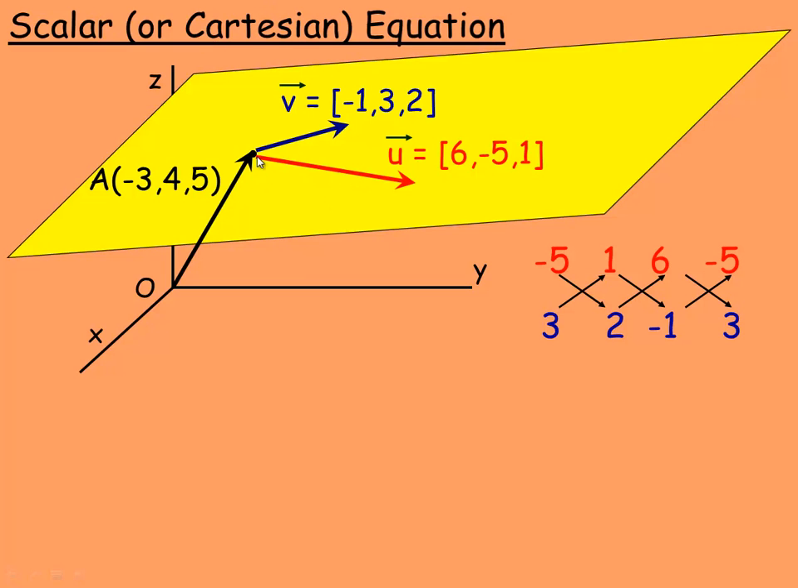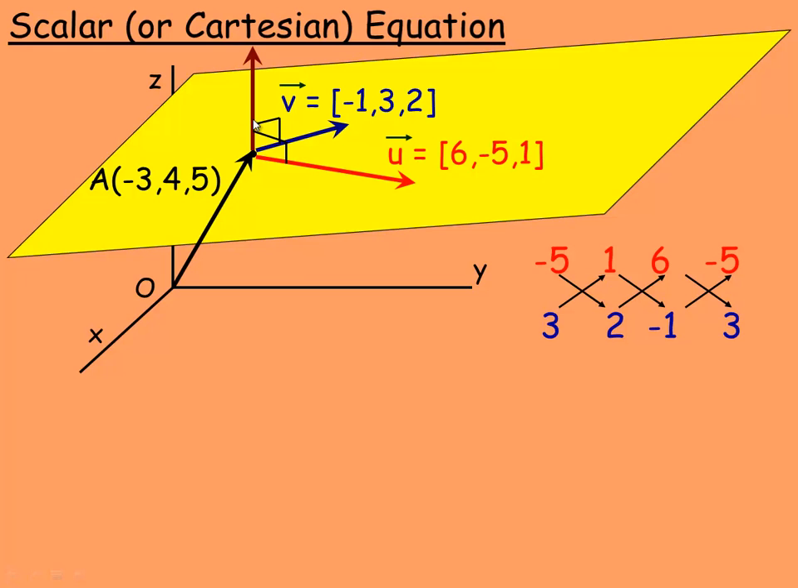Now, instead of defining a point in the plane and two vectors parallel to the plane, you could say, well, I know a point in it, so I still need the point, the -3, 4, 5, for example. And instead of two vectors in the plane, I could specify the direction the plane goes by specifying a vector perpendicular to it. So instead of two vectors in the plane, I don't really need the u and v then.